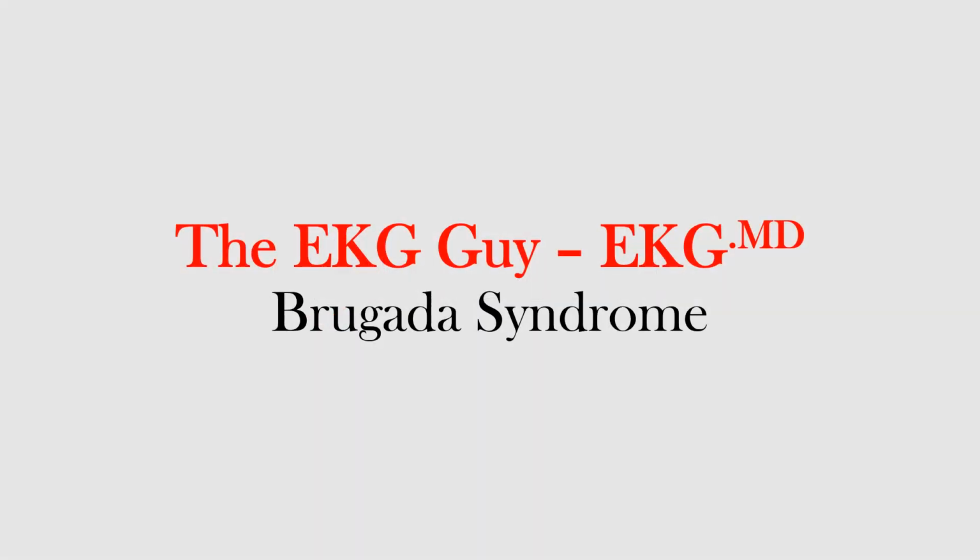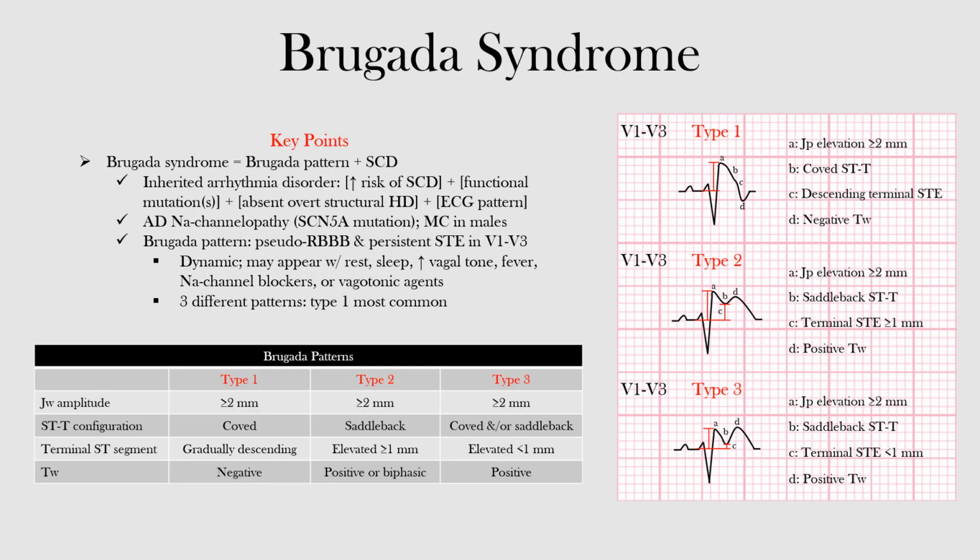In this lecture, we will discuss Brugada syndrome, including its clinical significance, 3 different patterns, and characteristic EKG features. Subtle differences in QRS complex, ST segment, or T-wave morphologies generally represent benign variations. However, in some cases, these changes may be diagnostic clues to identify rare inherited disorders that are associated with an increased risk of sudden cardiac death.